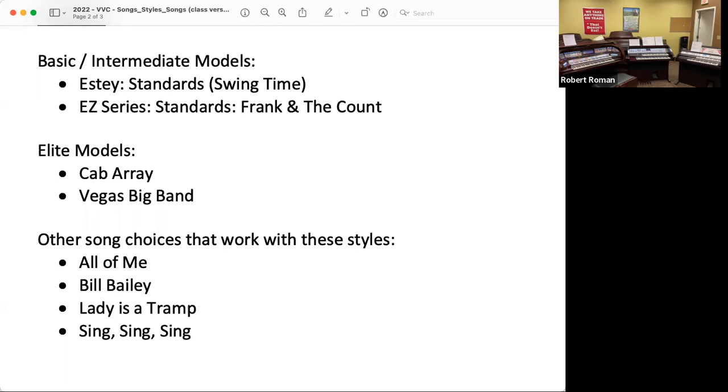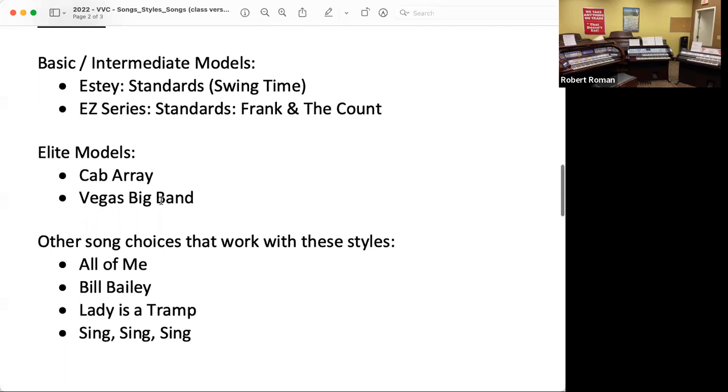I see you writing, Sue, so I'm waiting till you get what you need. Robert, I have a question. Sure. Is what you're teaching applicable to my old Royale in Arizona? Yes, actually, Vegas Big Band was introduced on the Royale. Frank and the Count may not be, but if you put on your big band button, there's probably like six or seven different choices in there, one of which is Vegas Big Band.